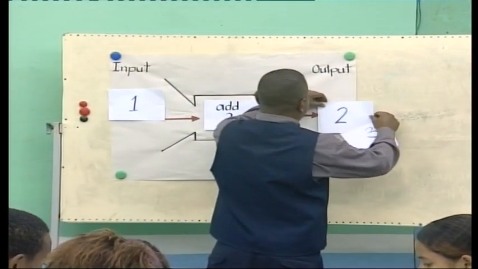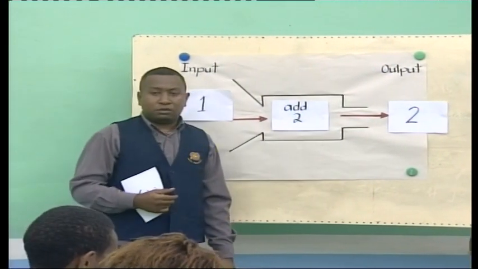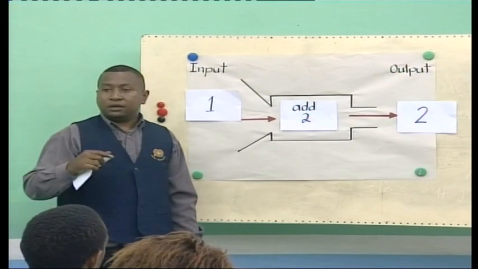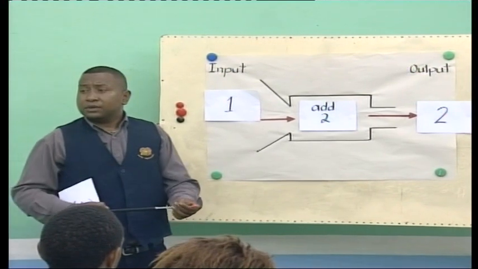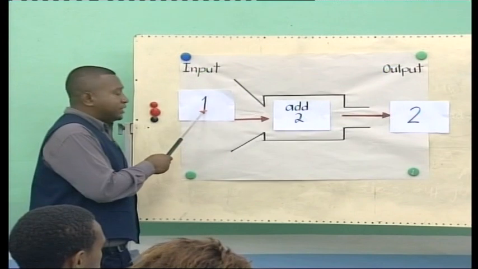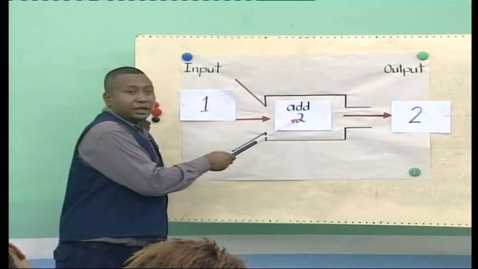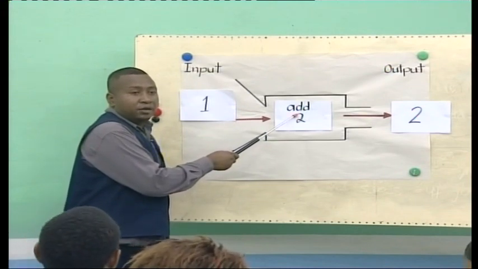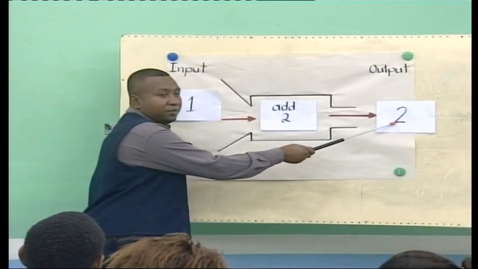The output should be... Is it correct? No. Why? Can somebody tell me why? Hands up, 70s. If 1 is here, and I'll mix it with add 2 here, 1, add 2, and after mixing, what will come out here?